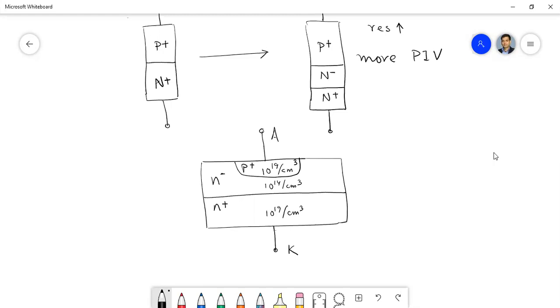Now, what is the size of this? If you want to understand the exact size, this is in the order of 10 micrometer, and this whole is 250 micrometer, in the order of that. Okay, so this is how the actual device is made. Is that clear?